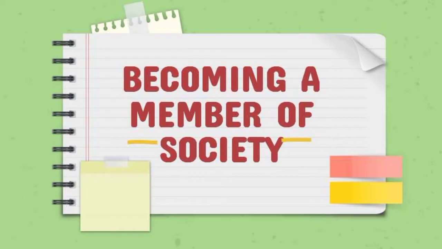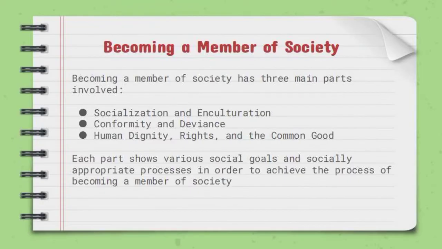We are the group tasked to present today's topic, which is all about becoming a member of society. This topic has three main parts: socialization and enculturation, conformity and deviance, and human dignity, rights, and the common good. Each part shows social goals and socially appropriate processes in order to achieve the process of becoming a member of society. So without further ado, let's begin.